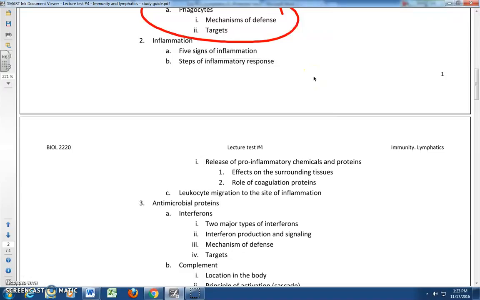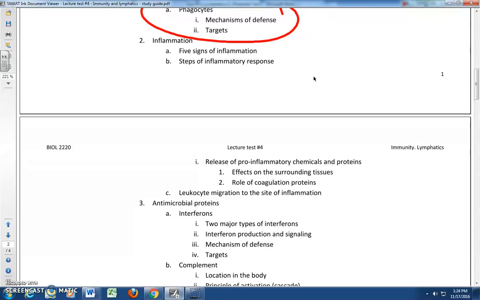Inflammation, 5 signs of it. Can anyone name 5 signs of inflammation? Or collectively, let's do it. Swelling. Heat. Redness. Pain. And the 5th one is loss of function. Okay, so those are the 5 signs of inflammation.